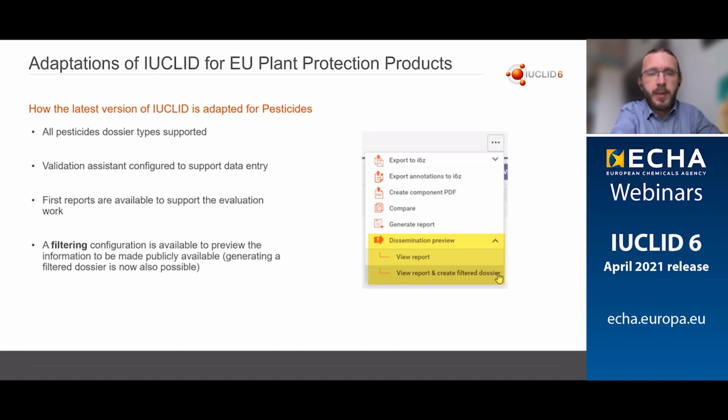Finally, we have also a filtering configuration that is made available in Euclid in order to preview the information that will be made publicly available after the submission of the dossier to EFSA via the ECHA submission portal. At the same time, we have introduced a new possibility for the dissemination preview. You can not only view the report that will tell you which field is going to be made publicly available in the Euclid dossier, but you can also generate a so-called filtered dossier that will contain only the information to be made publicly available.